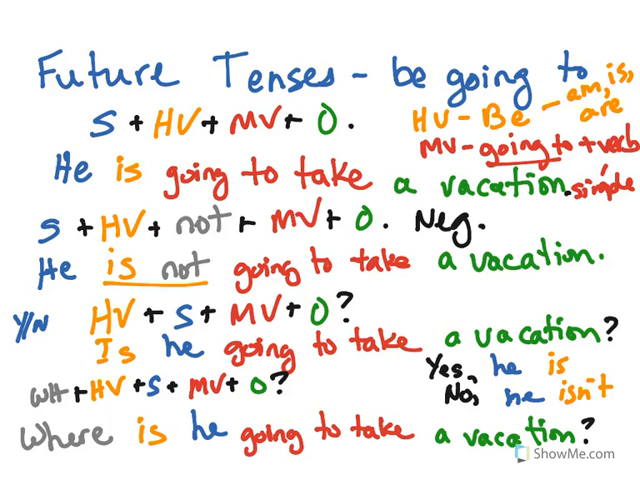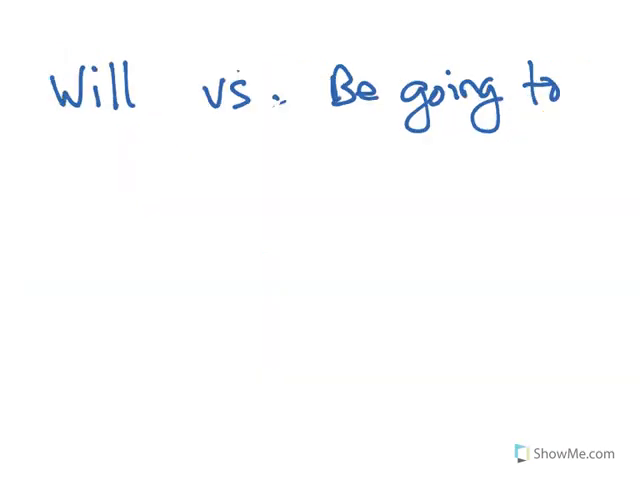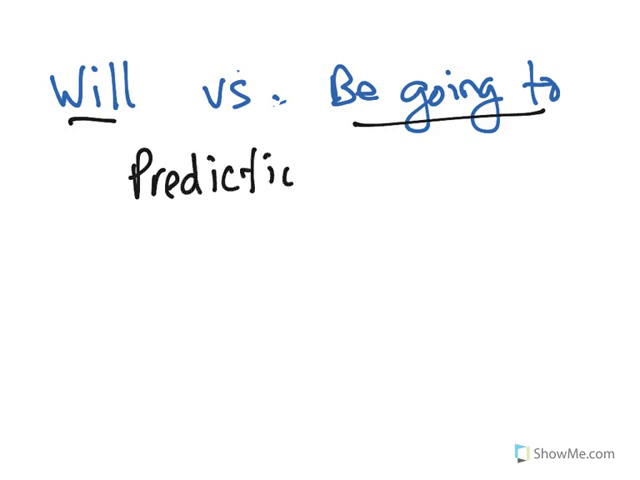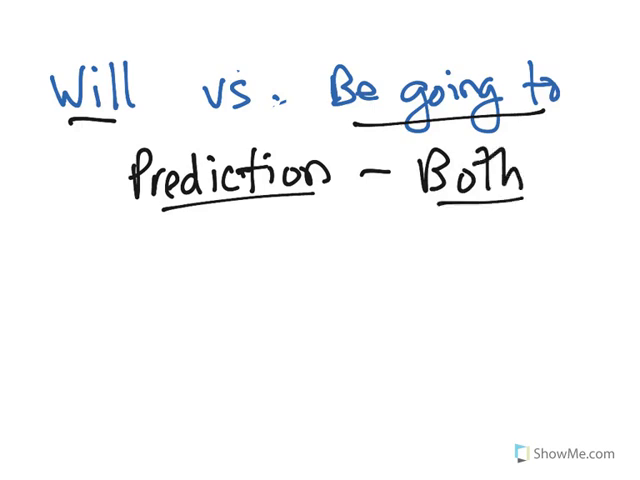Now let's talk about the function. How do we use future tense? When do we use future tense? So first let's talk a little bit of will and be going to. When do I use one and when do I use the other? Well, sometimes we actually use them for the same function. So if I am making a prediction about the future, in other words, if I'm just saying what I think will happen in the future, I can use both. And there's really no difference in meaning.